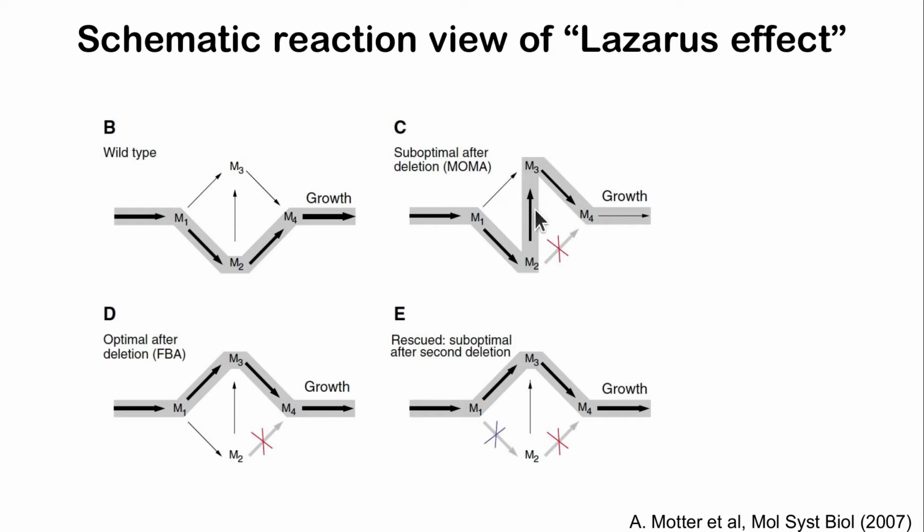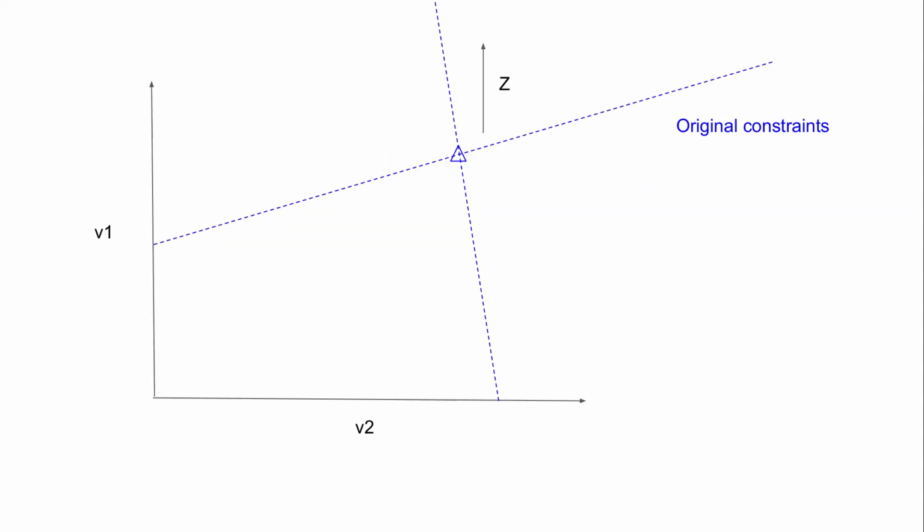That goes from M2 to M3 with the associated loss here. We can look at this also otherwise in terms of the flux space. So imagine this is the wild type. We have our flux V1 and V2. We have our objective function Z, which coincidentally is strictly parallel with V1. And we have our constraints here.